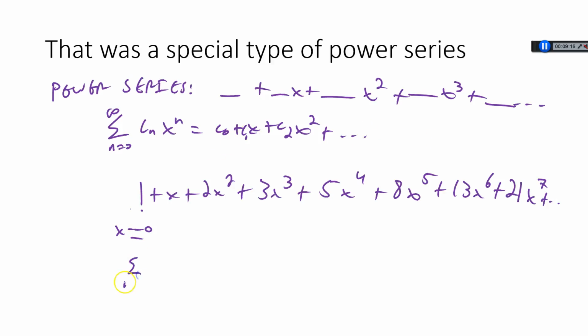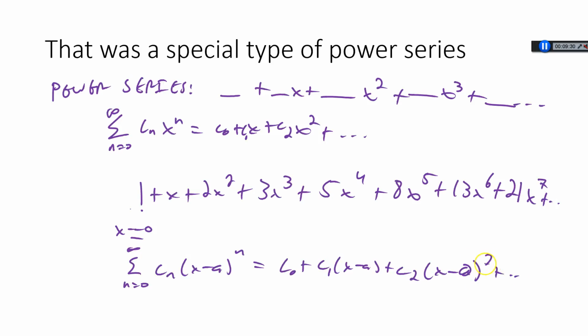And then if you want to center it somewhere else, n equals 0 to infinity, c n times x minus a to the n. That just means you're shifting it by a units. So it'd be c0 plus c1 times x minus a plus c2 times x minus a squared. So that just means that you want it to be good somewhere else, at x equals a. When x equals a, these will all cancel out. You're just left with that first term.